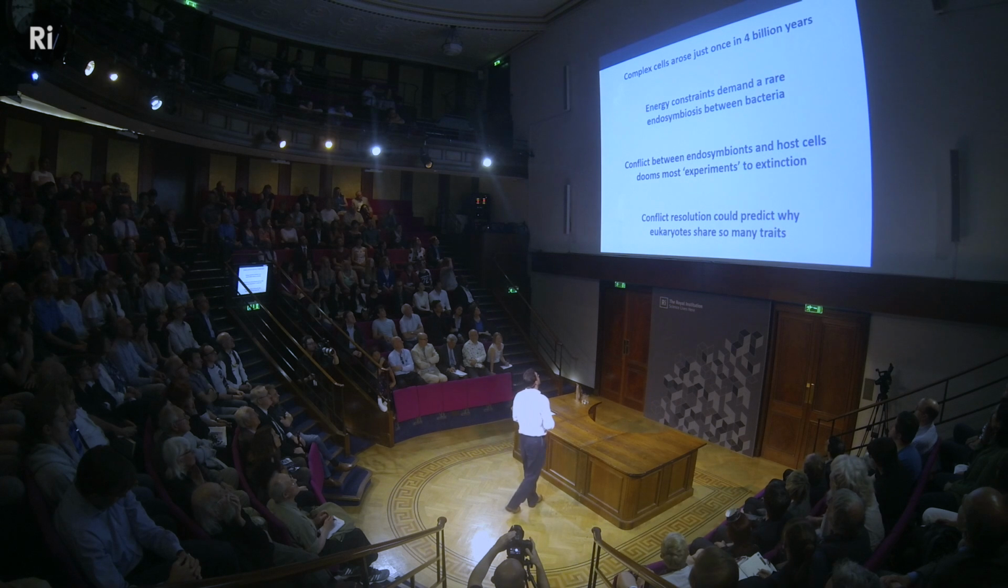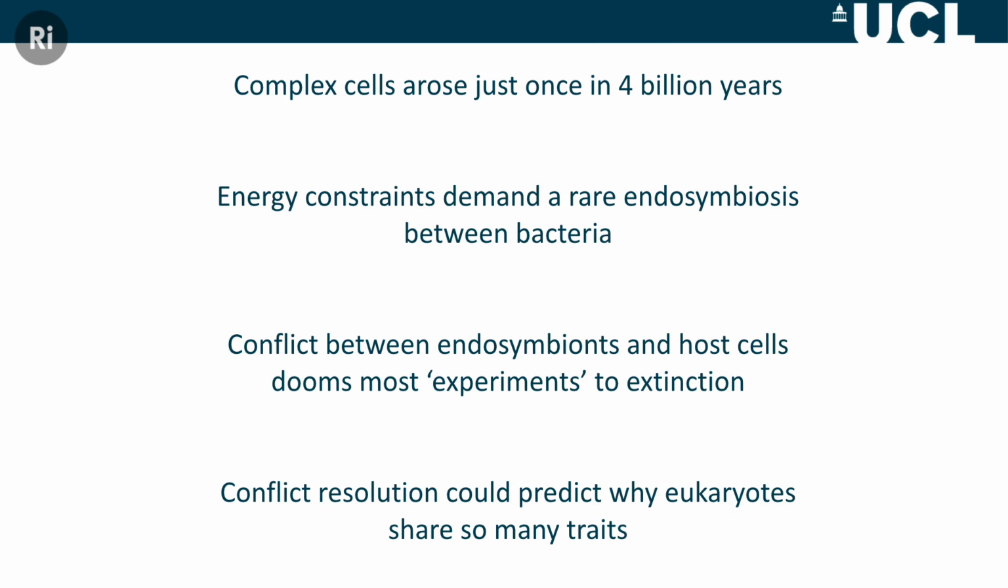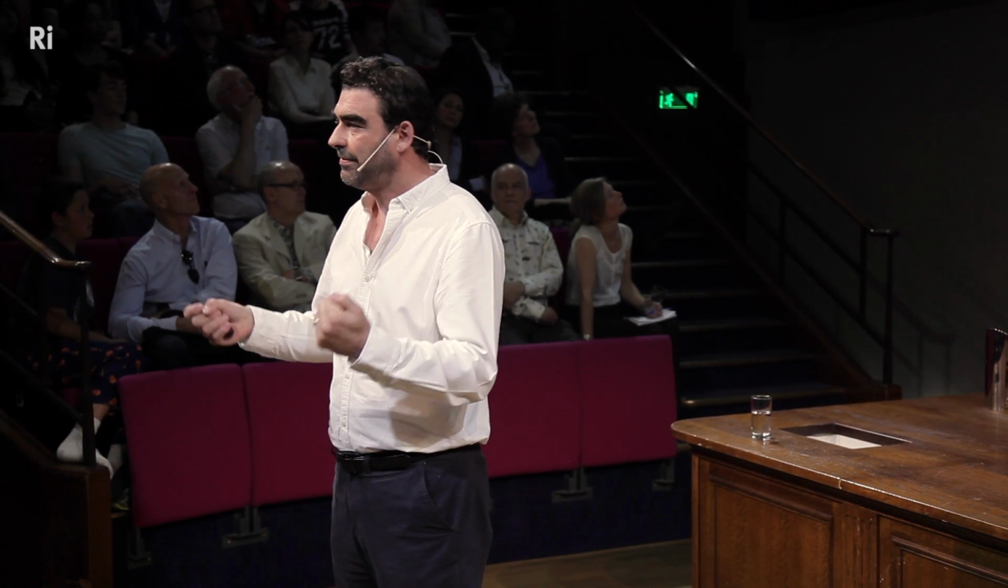So, a few conclusions. Complex cells, the eukaryotic cell, arose just once in 4 billion years. That seems to be a fact. I can say more about that if people are interested. It looks as if energy constraints on bacteria demand some kind of a rare endosymbiosis between prokaryotes. Conflict then between the endosymbionts, between the cells living inside a host cell, that's pretty tough, and it forces particular populations of cells down particular avenues. It forces you to have sex, for example, or to have two sexes.